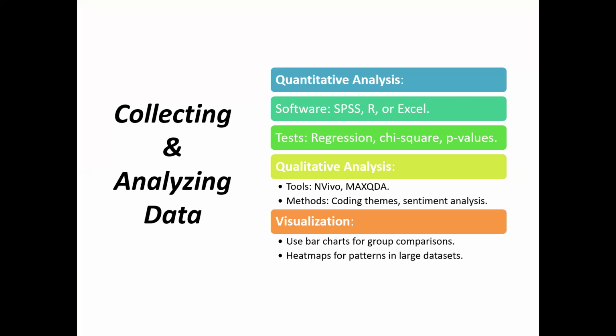So how can you collect and analyze data? You can collect and analyze quantitative data through SPSS, R, or Excel, with different types of tests like regression, chi-square, and p-values. For qualitative analysis, NVivo and MAXQDA and different methods, coding themes, and sentiment analysis are used.